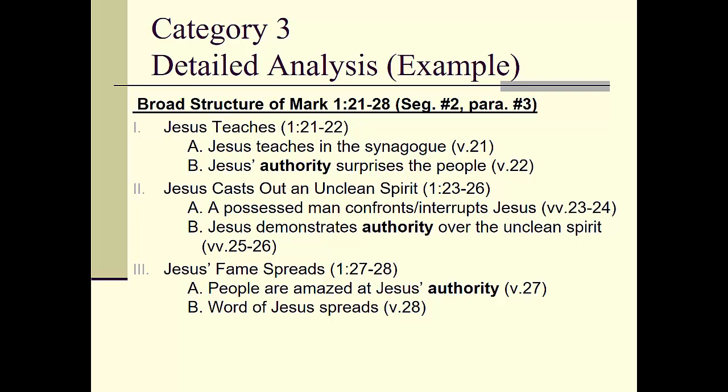Now, we have put in bold font particular words that are going to feed into the observation that will show up next. So you see in point 1b, Jesus' authority surprises the people. Point 2b, Jesus demonstrates authority over the unclean spirit. And then in 3a, people are amazed at Jesus' authority. These are all showing up in separate points, components of this one paragraph.